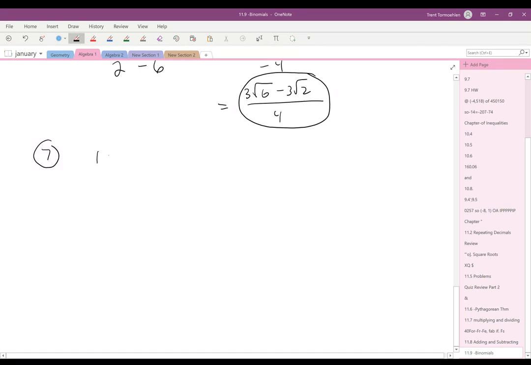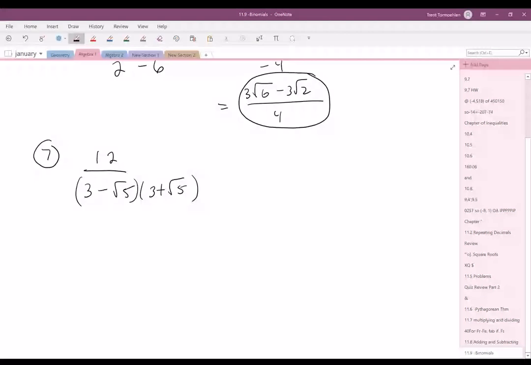So if you have, let's say, 12 over 3 minus the square root of 5. Okay, so on this one, you need to multiply by the conjugate of the denominator. Well, the conjugate of the denominator is just going to be 3 plus the square root of 5, right? We take one of the two and change its sign to the opposite. So you could have done negative 3 minus root 5, but that gives you lots of negatives. So it's better to just do 3 plus root 5. So then we multiply the numerator by 3 plus root 5, so that we're multiplying by 1.